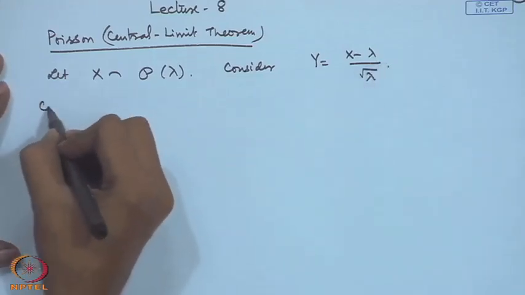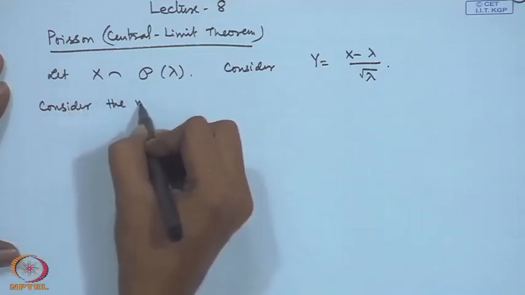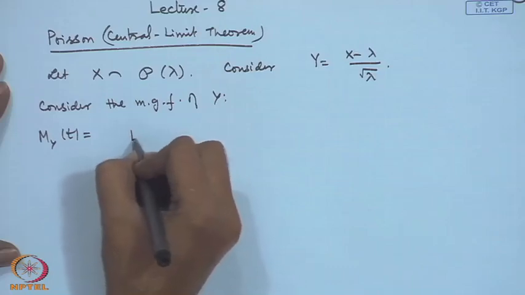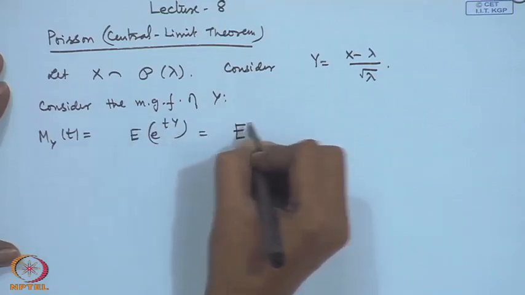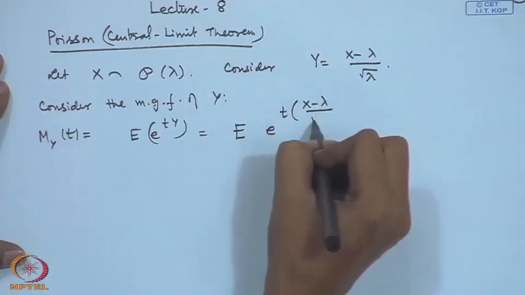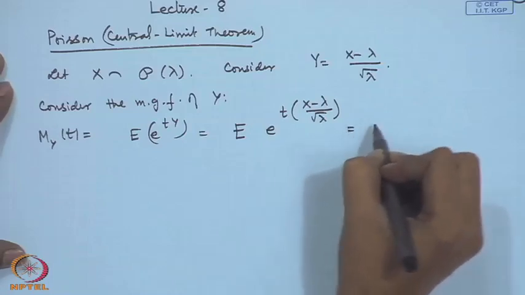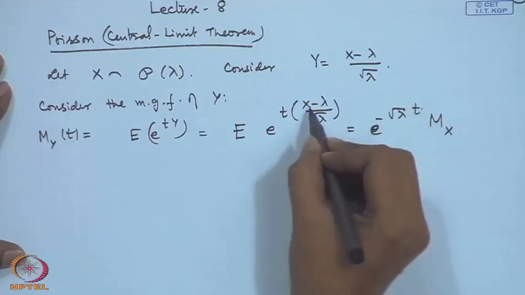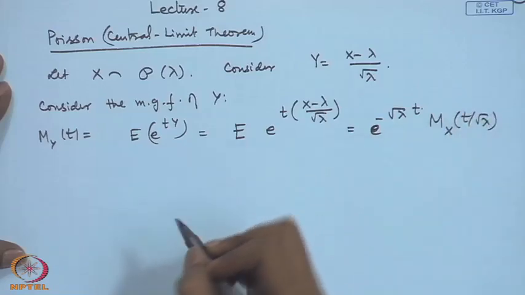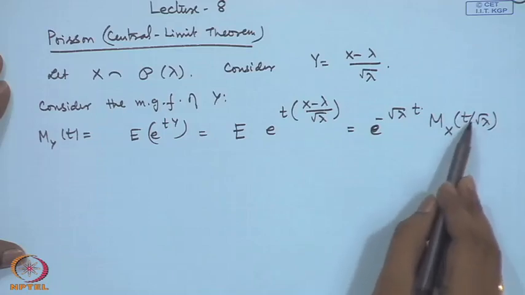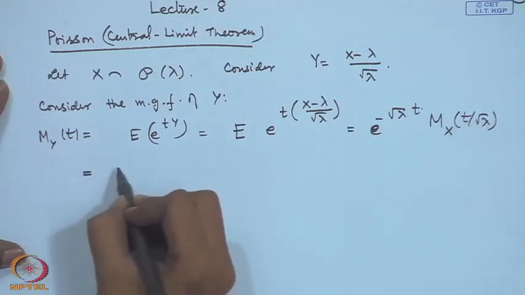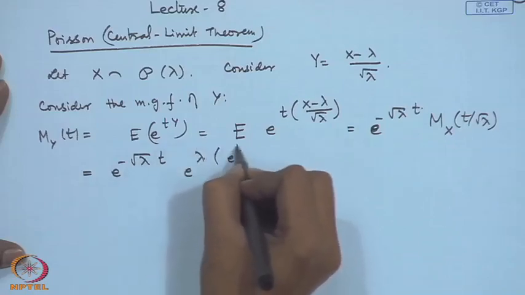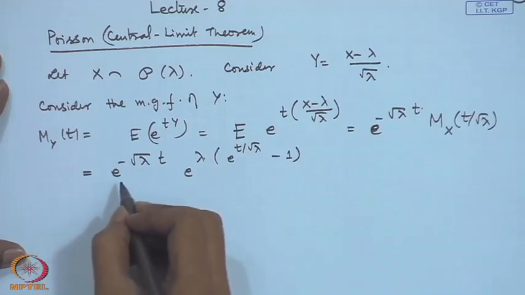Let us look at the moment generating function. Consider the MGF of Y. M_Y(t) is equal to the expectation of e to the power tY, which is the expectation of e to the power t(X minus lambda) by root lambda. This is equal to e to the power minus root lambda t, times the moment generating function of X at the point t by root lambda. The MGF of the Poisson distribution is known to us, so we write it for t by root lambda. That equals e to the power minus root lambda t, times e to the power lambda (e to the power t by root lambda minus 1).